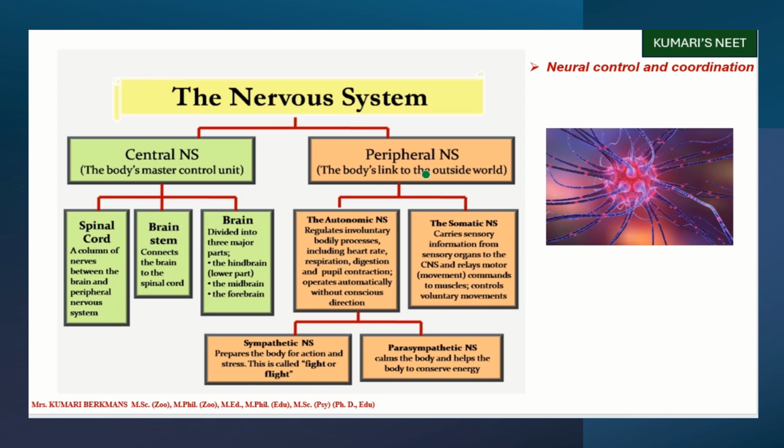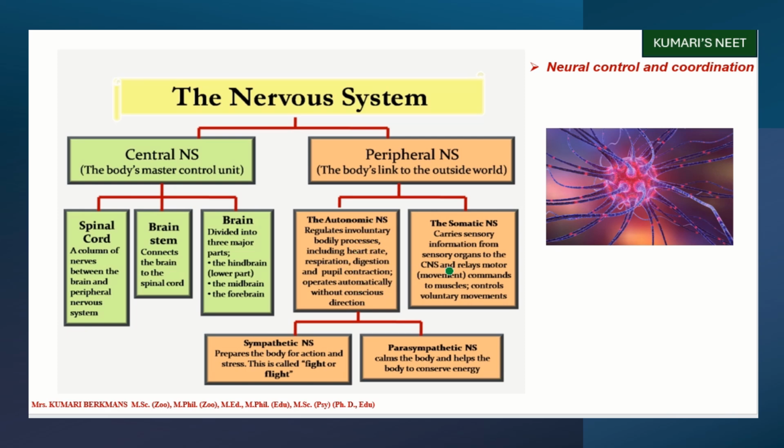Coming under the peripheral nervous system, it is autonomic as well as somatic. I told you the autonomic is not under our control, it is taken care of by the central nervous system. So automatically all the internal organs and involuntary muscles are under the control of the autonomic nervous system. The heart action, respiration, digestion, and the pupil, that is eye control, contraction, relaxation, everything will be controlled by the autonomic nervous system.